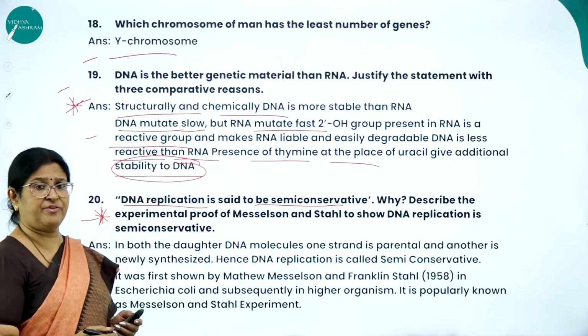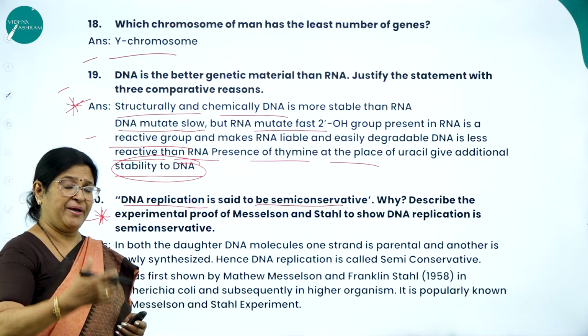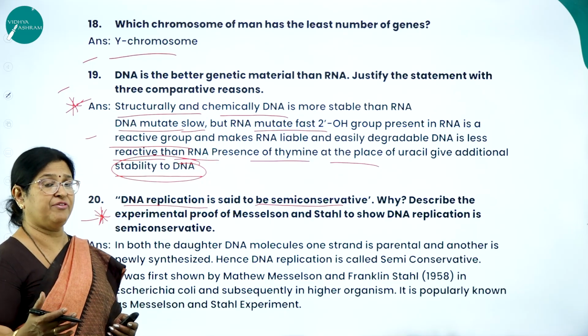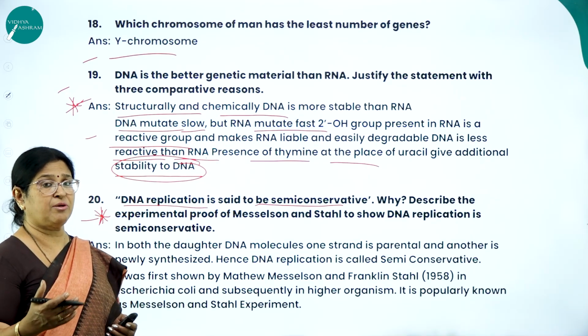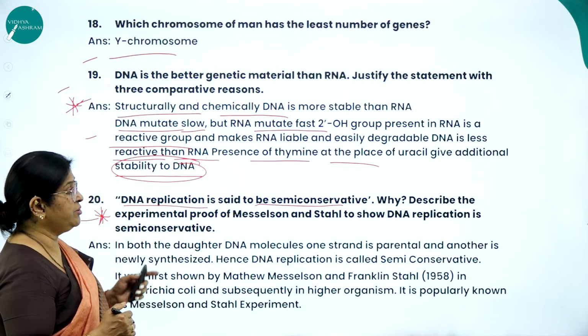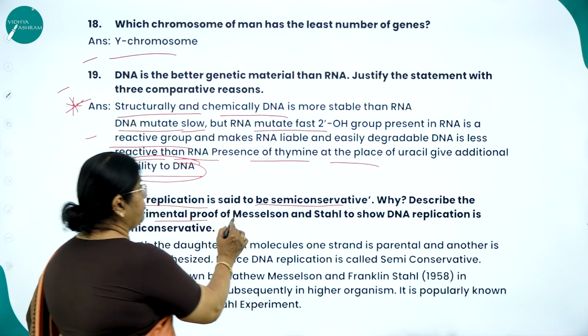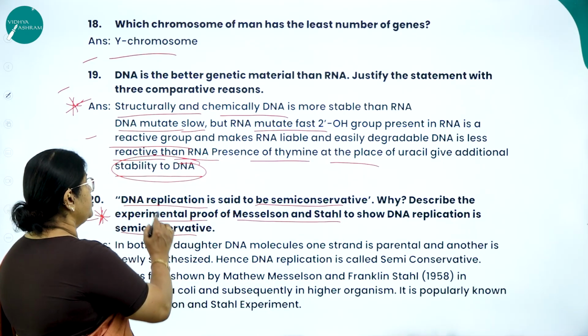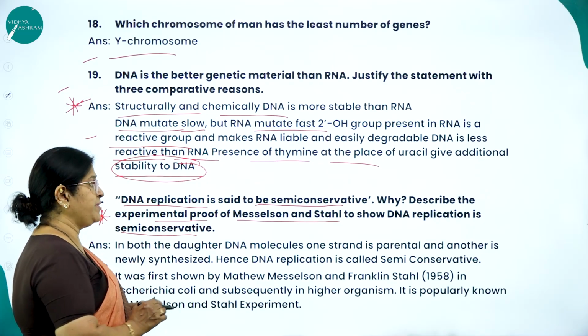What do you mean by semi-conservative? Half of the DNA parental strand is retained in the daughter cell, hence it is called semi. Semi means half of the parental strand is conserved or preserved in the daughter cell. So why is it called semi-conservative? Describe the experimental proof of Meselson and Stahl to show DNA replication is semi-conservative.